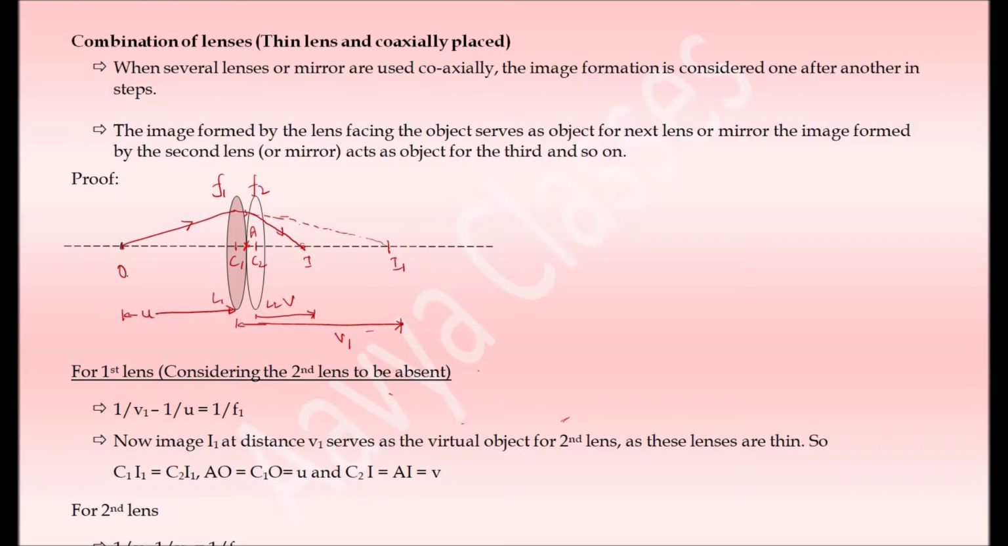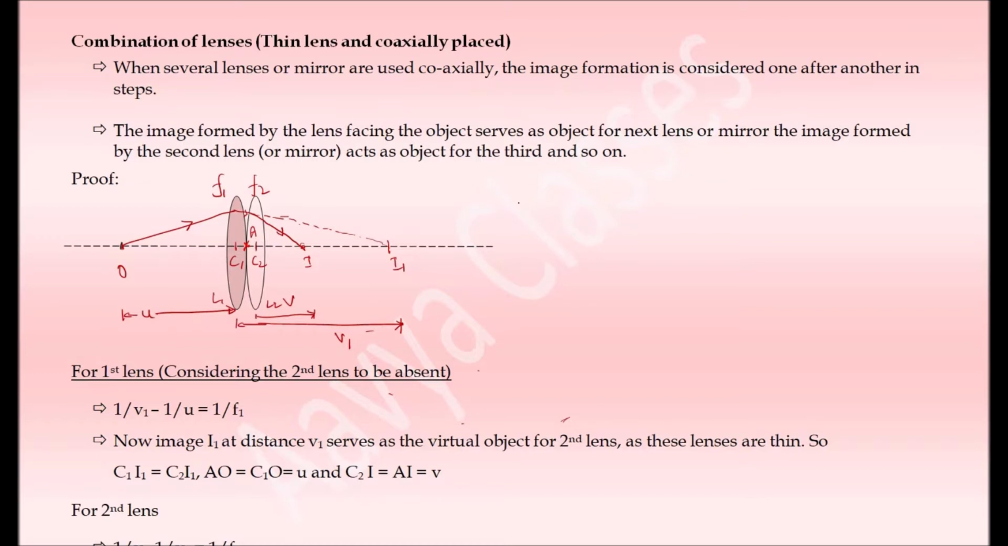So U is the object distance, and we take the object distance from the first lens, that is, C1O is equal to U. Now the image formed by the first lens is also measured from the optical center of the first lens. So C1I1 is the image distance for the first lens, and for the second lens, C2I1 is the object distance and C2I is the image distance.